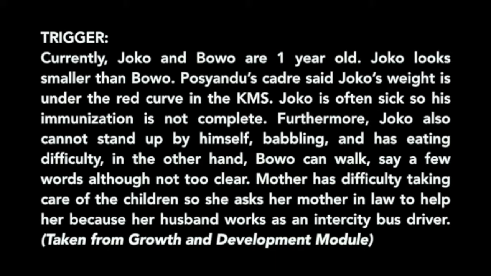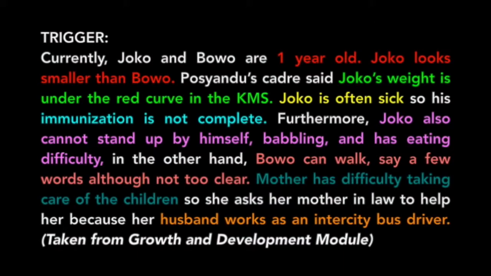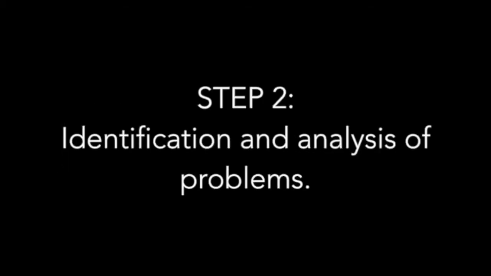Now we'll find the keywords. For example, the keywords are these colored words. If there are any words you don't understand, write it down as difficult terms and look it up. If there is no difficult term, just write down none. If everything is clear, let's go to step 2.